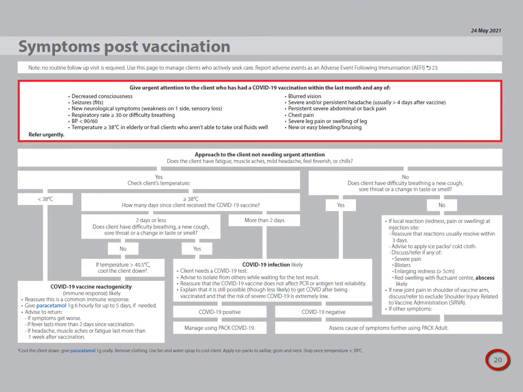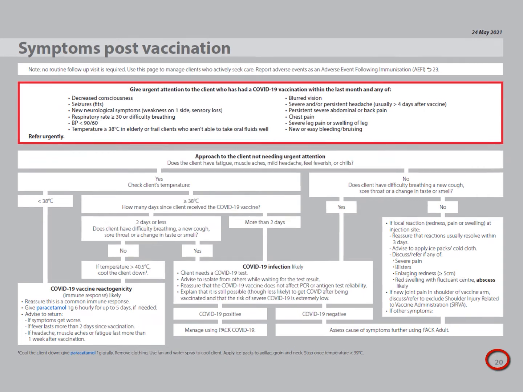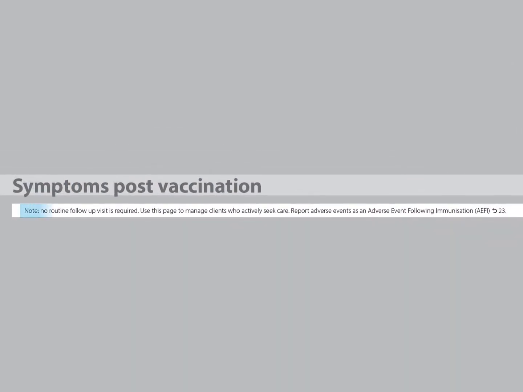Here is page 20. We'll need to zoom in to have a better look at the content. You will see at the top of the page that there is a note which confirms that no routine follow-up visit is required after vaccination, and that this page is specifically designed for the management of clients who actively seek care. It also reminds you to report any adverse events as an adverse event following immunization, or AFI for short, and shows you that you can find further guidance on this on page 23 of the job aid.